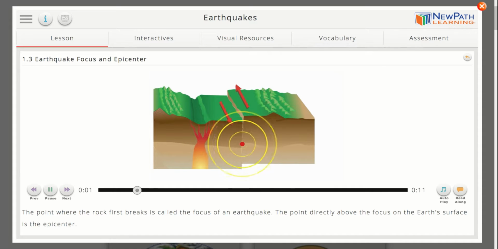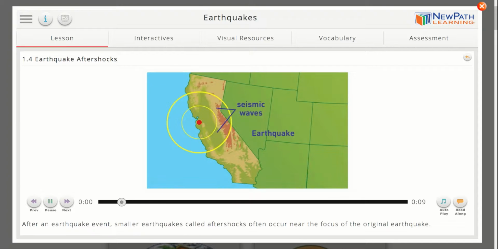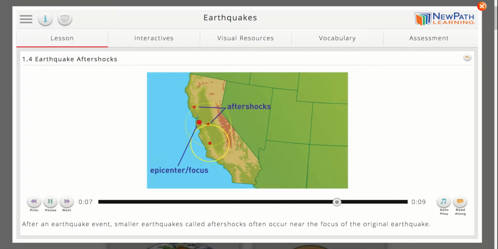The point where the rock first breaks is called the focus of an earthquake. The point directly above the focus on the Earth's surface is the epicenter. After an earthquake event, smaller earthquakes called aftershocks often occur near the focus of the original earthquake.